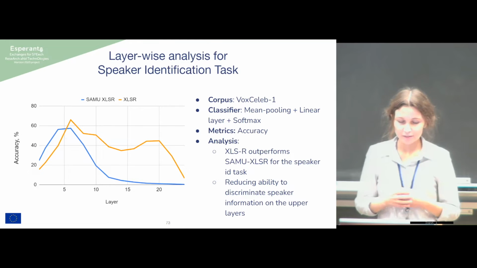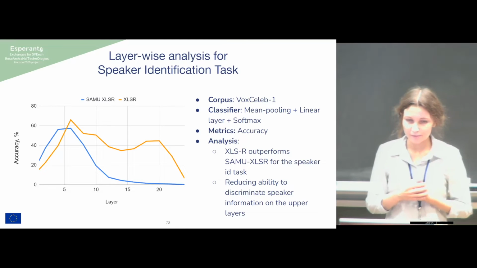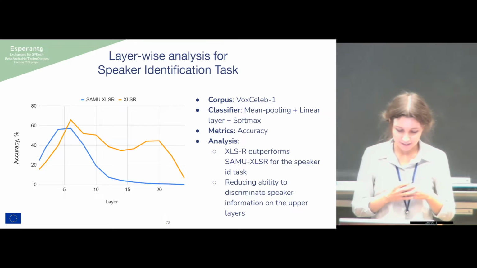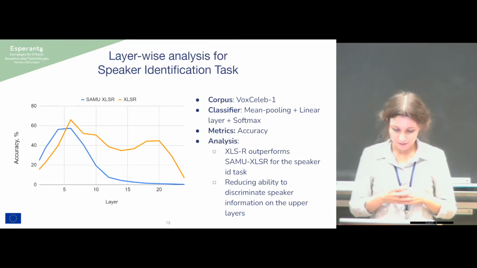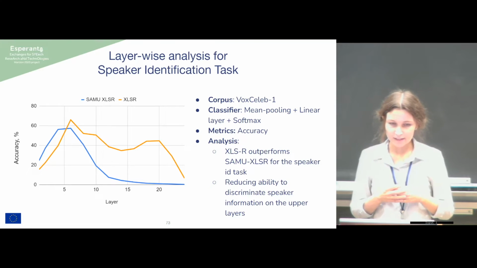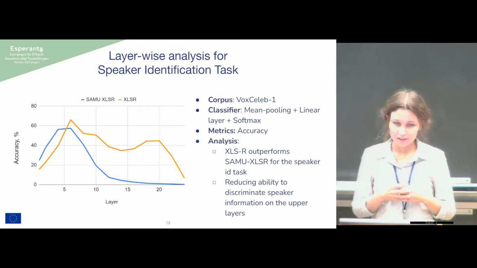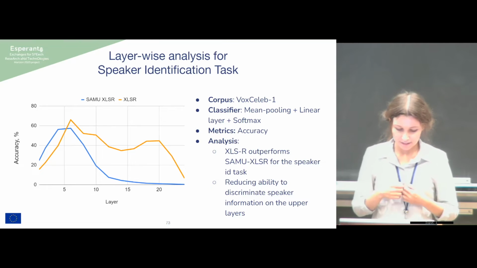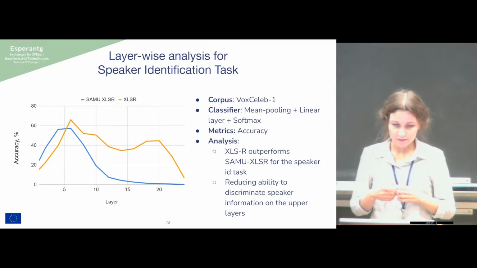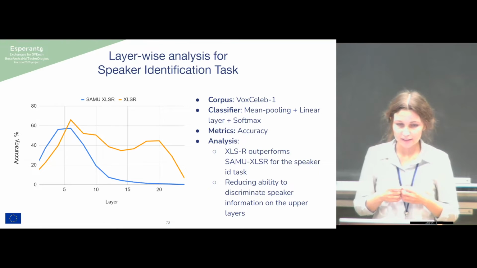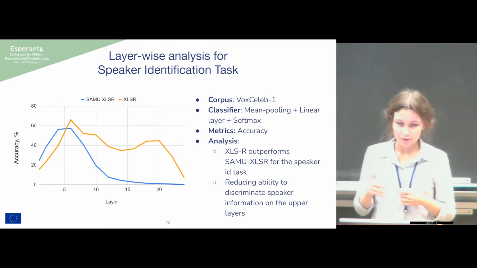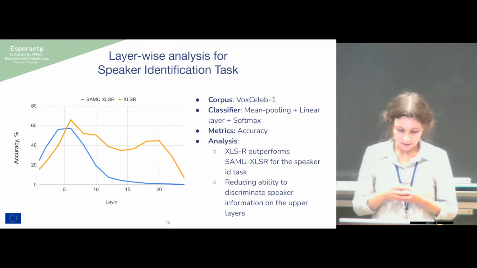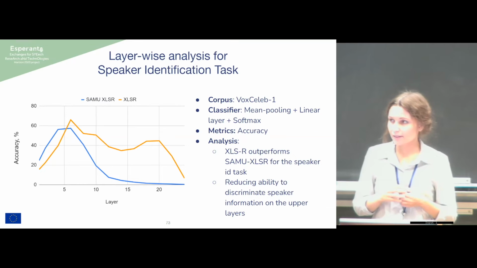So we'll demonstrate a few selected examples from the experiments we did. The speaker identification task was performed in the SUPERB benchmark style. So we use a simple classifier on top of XLSR and SAMU XLSR representations taken from different hidden layers of these models. This illustrates the reducing ability of the SAMU XLSR model to discriminate speaker information, especially when we go to the upper layers.